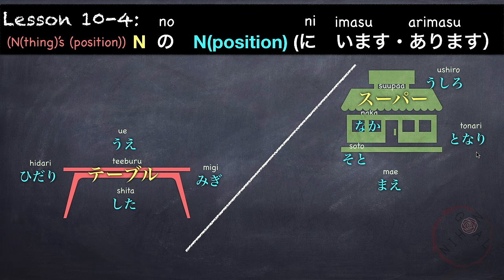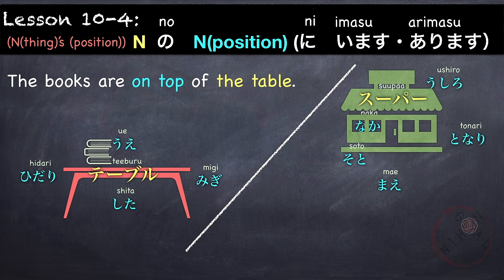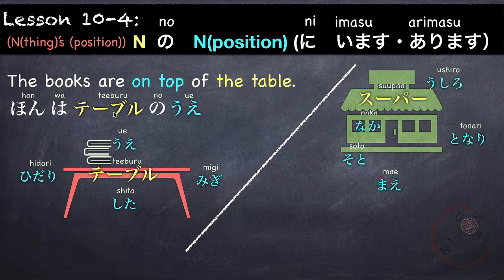Or right next to. For example, where are the books? 本はどこですか? Or 本はどこにありますか? The books are on top of the table. Our topic is 本はテーブルの上. So, テーブルの, table's above. テーブルの上, on top of the table. And then にあります.